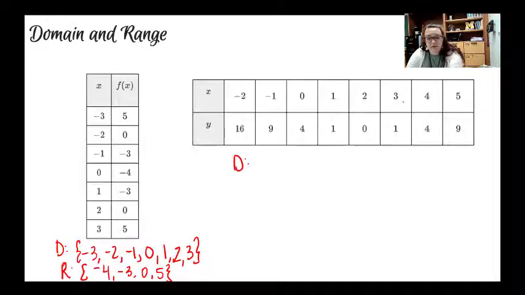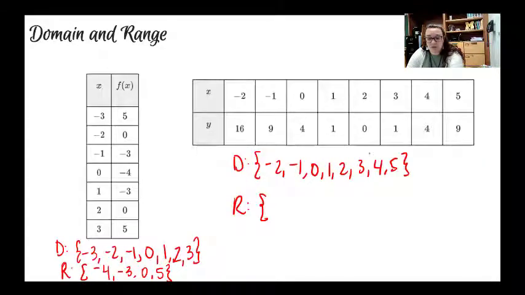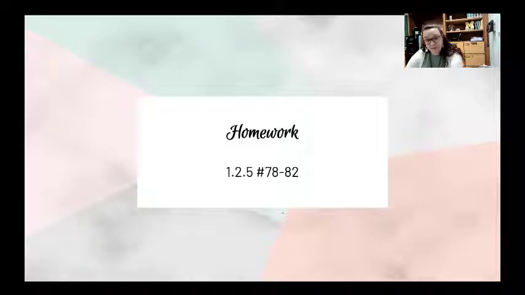For this guy, the domain are all the numbers in the x column: -2, -1, 0, 1, 2, 3, 4, and 5. And for the range, let's go least to greatest, starting with 0, 1, 4, 9, and 16. And notice again, I didn't do any repeats. So if you've got a table, that's what you can work with. We are ready for our assignment at this point.